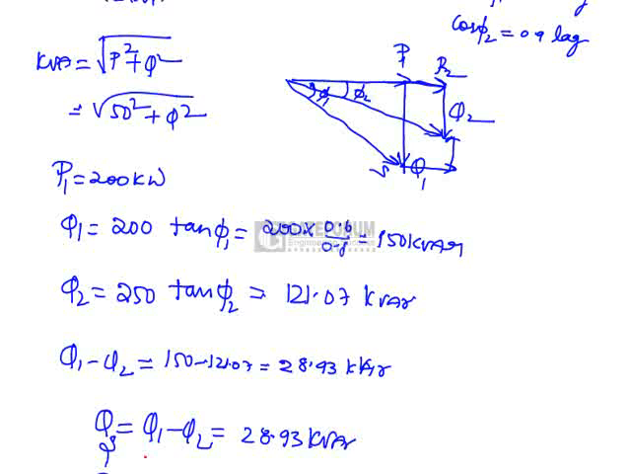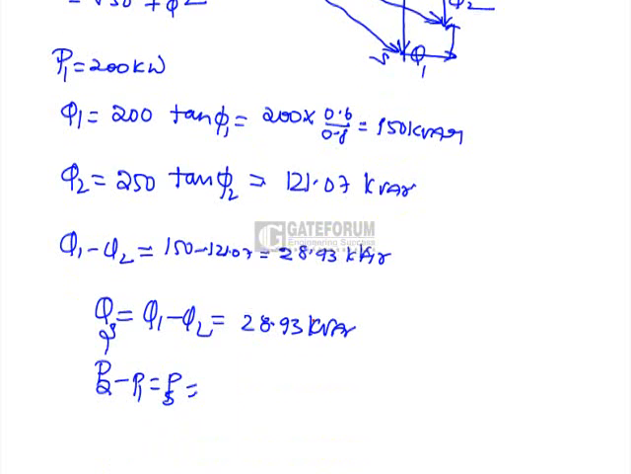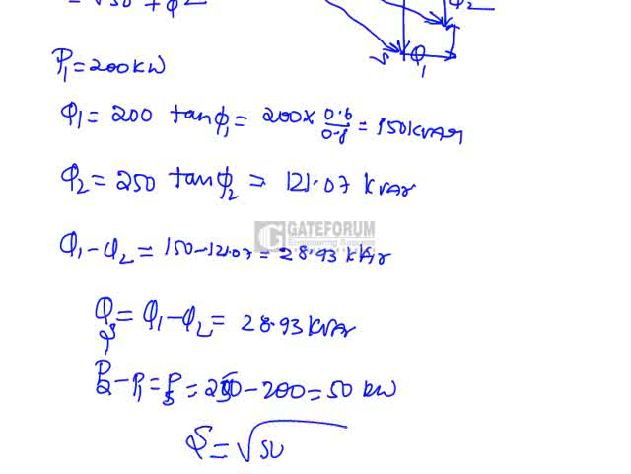What about real power? Real power is P2 minus P1, which is equal to PS. This is supplied by the synchronous motor, that is 250 minus 200, which is equal to 50 kilowatt. So what is the total capacity? P squared is 50 squared plus Q squared is 28.93 squared, which is equal to 57.73 kVA. So option C is the correct answer.